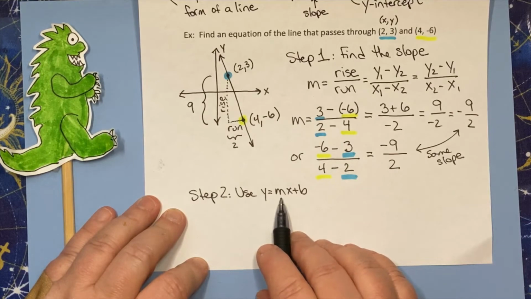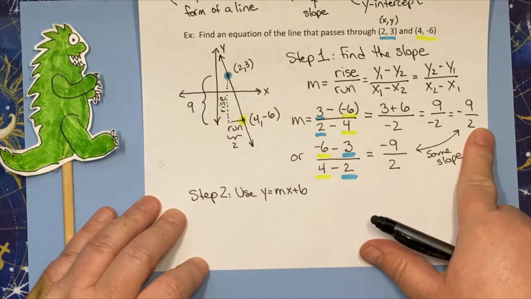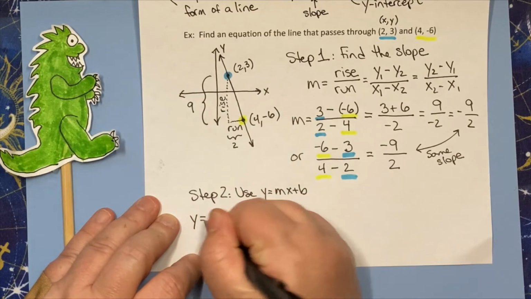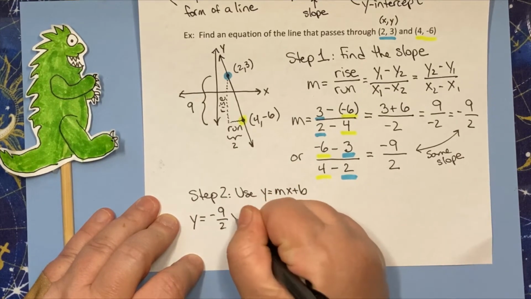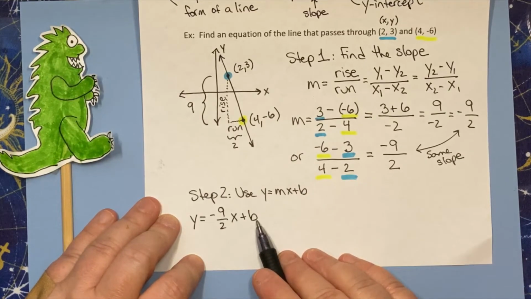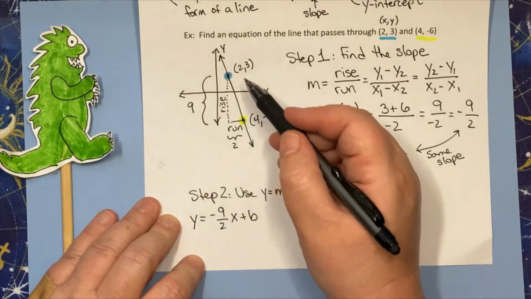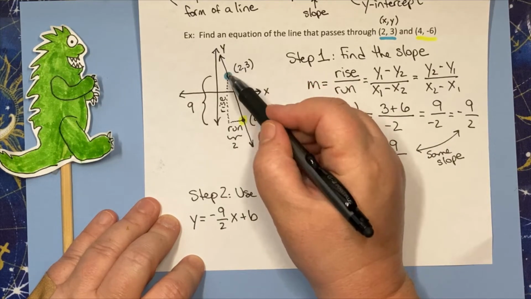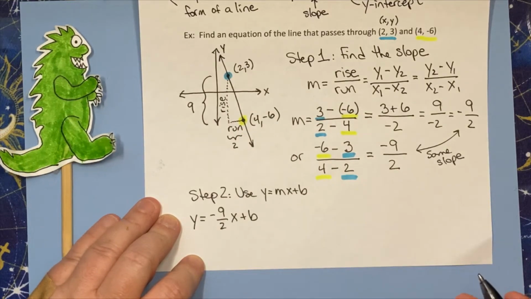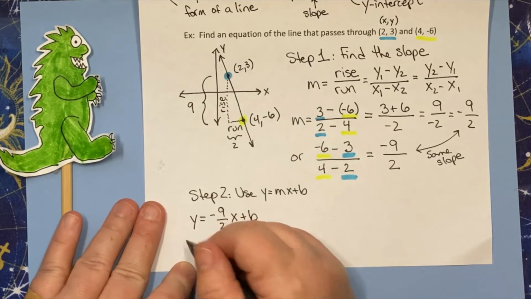And we already know that the slope is -9/2. So we know y equals -9/2 x plus b. We do not know b. B is the y-intercept. We don't know what that is. That is whatever the point is up here where this line would intersect the y-axis. So we got to figure that out. How do we do that? Well, we pick a point.